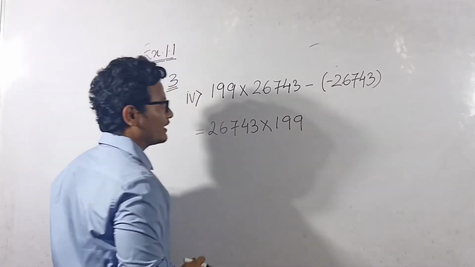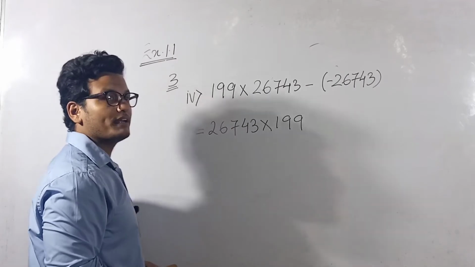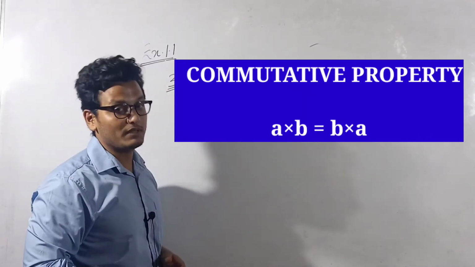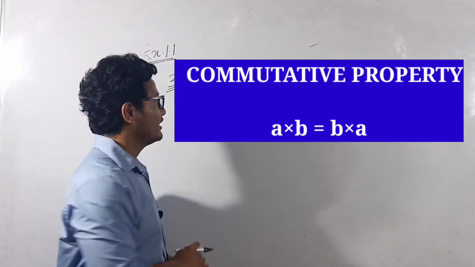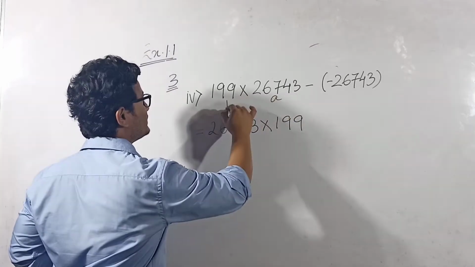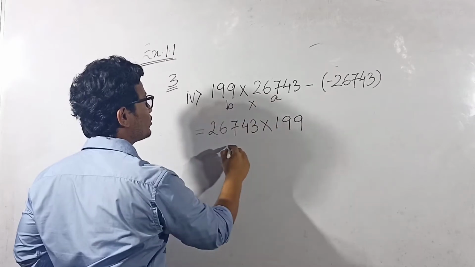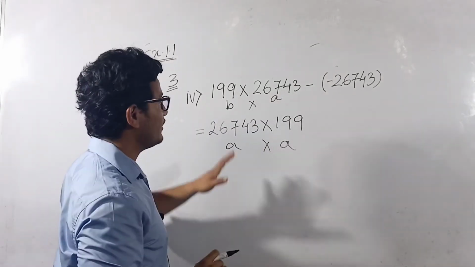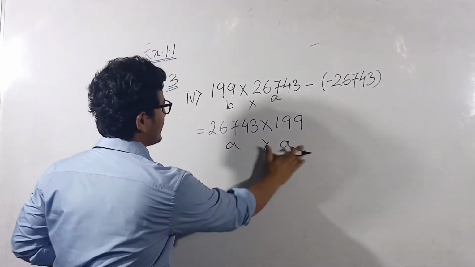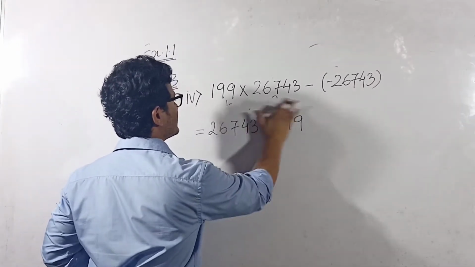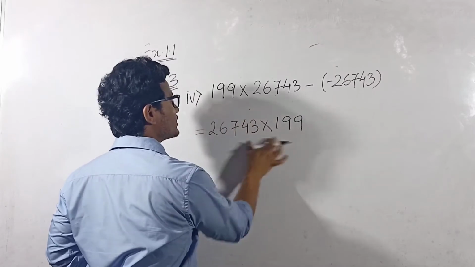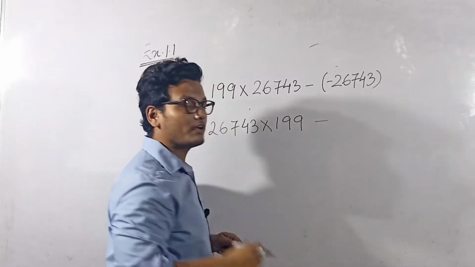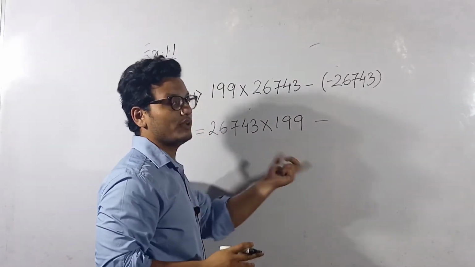199. I have written it by property number 2, that is the commutative property, which says A into B is equal to B into A. If this is A and this is B, then B into A is also equal to A into B. By using the commutative property we have done this. Okay. Now see, this part is okay. A into B we have got, minus. What do we have to get now? We have to get B into A.